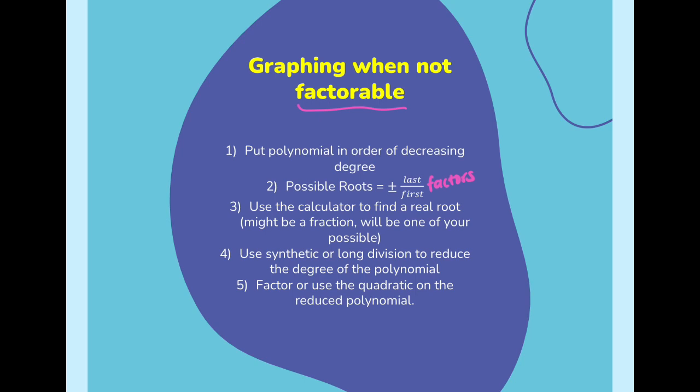Then you'll use synthetic or long division to reduce the degree of the polynomial using the root that you found. By reducing it down to x to the third and then factoring by grouping, or if it starts as x to the third, we reduce it a degree to x to the second. That's when we will use the quadratic formula or factor to find the remaining factors.